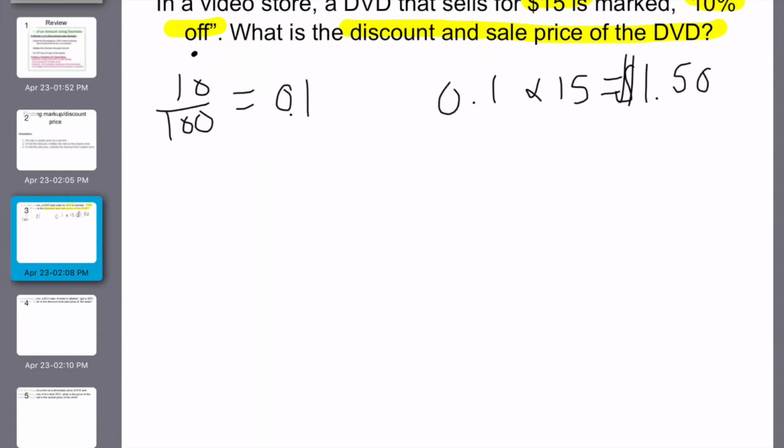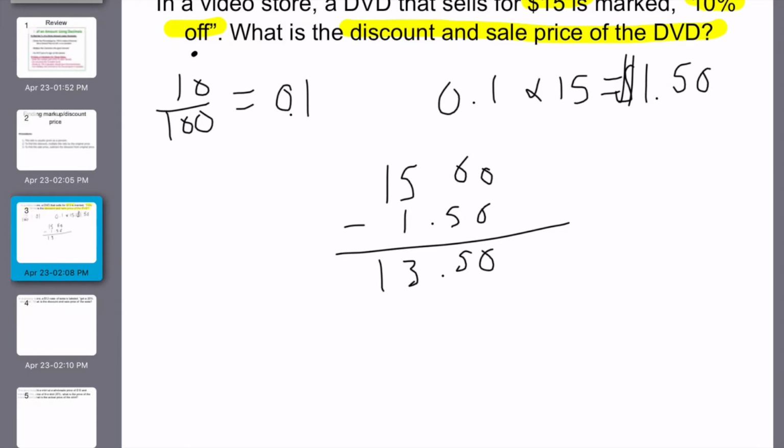And now in order to figure out the sale price, I need to do 15 minus $1.50, and I ultimately get $13.50 as my sale price. So let's put a dollar sign in there, shall we? So the DVD is now going to sell for $13.50 because the $15 was 10% off.